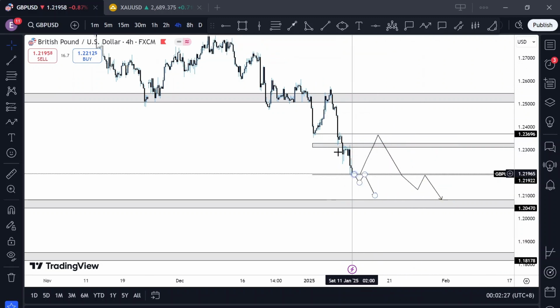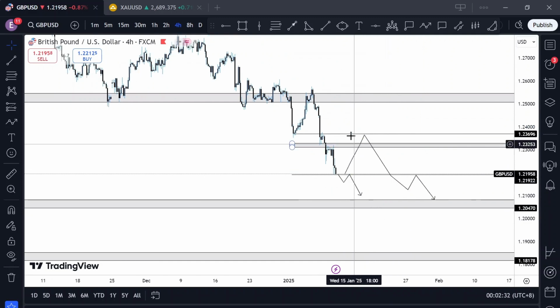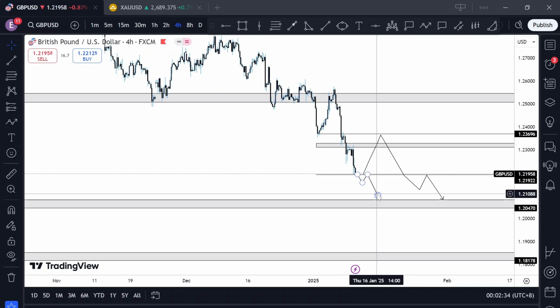But let's see how price reacts. We don't just forecast, we see how price reacts at certain levels, and then we look for entries. That's that for Pound USD.